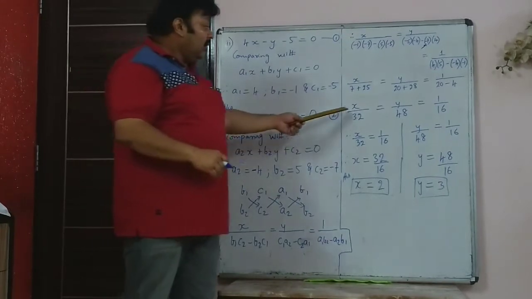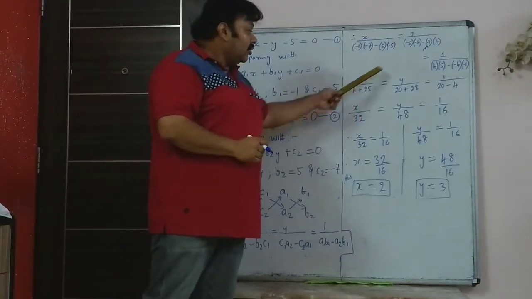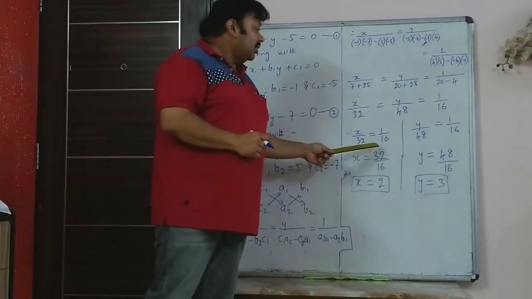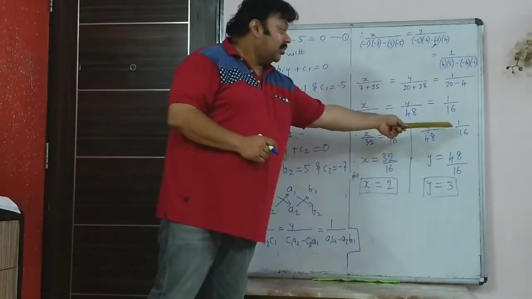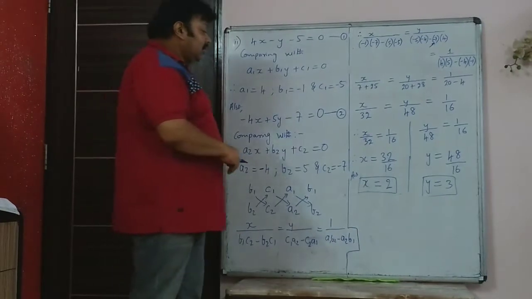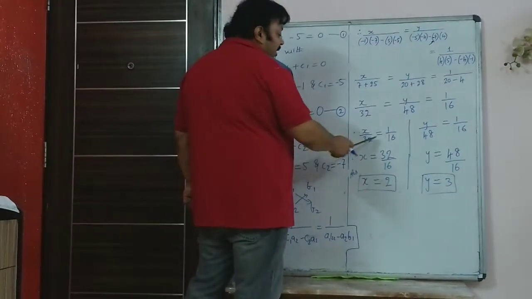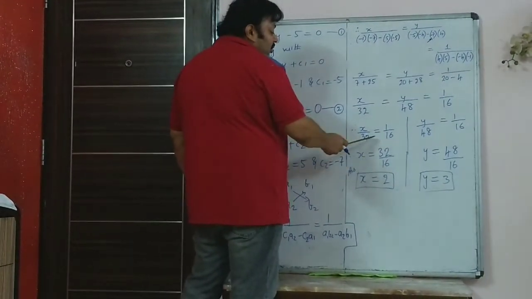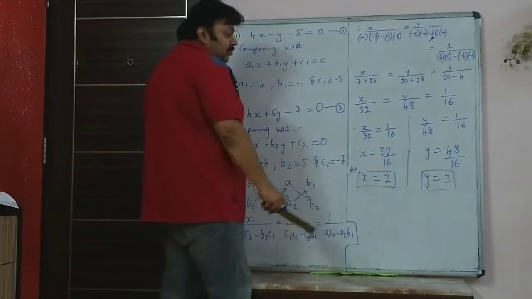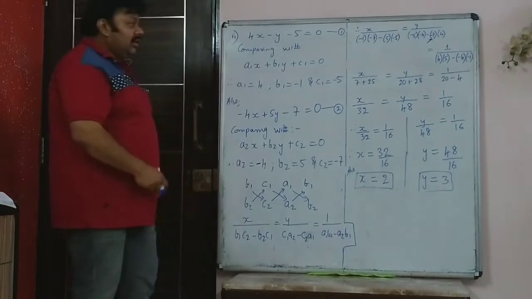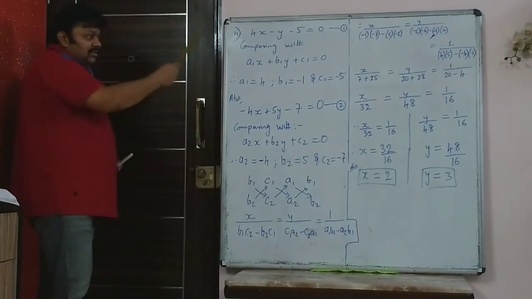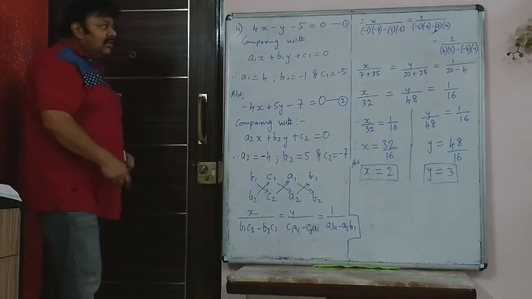So therefore, x upon 32, you can equate it with 1 upon 16, and y upon 48, again that is also to be equated with 1 upon 16. So when you cross multiply, x is equal to 32 upon 16 or 2 and y is equal to 48 upon 16, which is 3. So this is the solution to the second sum.